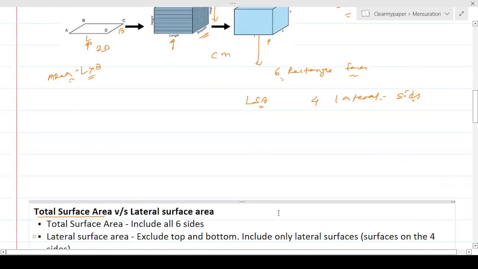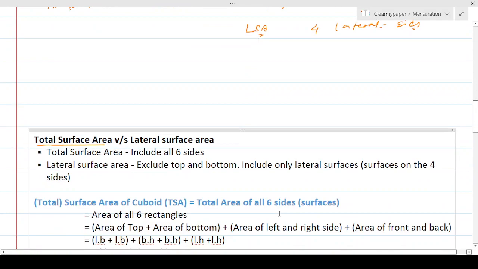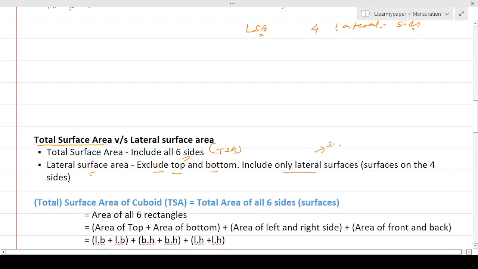That's what's written here. And there's a simple concept that you need to remember. Total surface area, which is called TSA, includes all the 6 sides. Lateral surface area will exclude top and bottom. Do not include top and bottom. Include only lateral surfaces, which means only the sides, and there are nothing but 4 sides. That's how it is. Now how do we compute each of these areas?